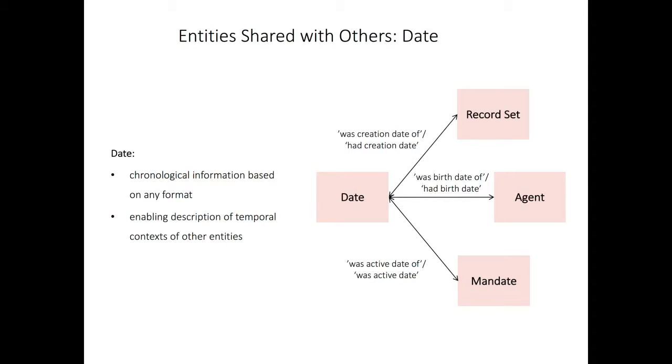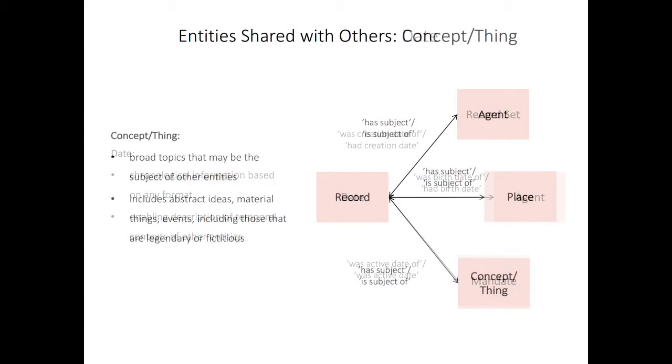And again, I won't continue to labour the diagram, hopefully you're there now. You can see that we have a date creating records, when an agent was born, and the active date for a particular mandate.